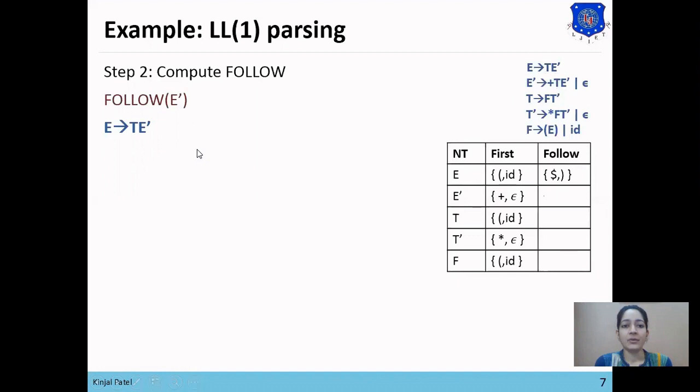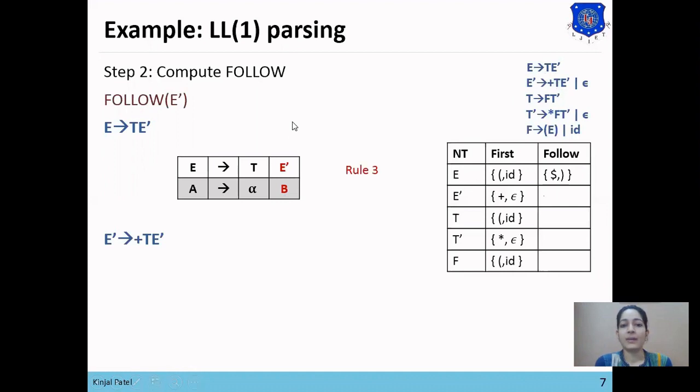So first, E produce T dash matches with the statement A produce alpha B. So we will apply rule 3, which says that if there is no symbol following E dash, then follow of the left hand side will be added in follow of E dash. So follow of E will be added in follow of E dash. Follow of E is dollar and closing bracket. So dollar and closing bracket will be added in follow of E dash.